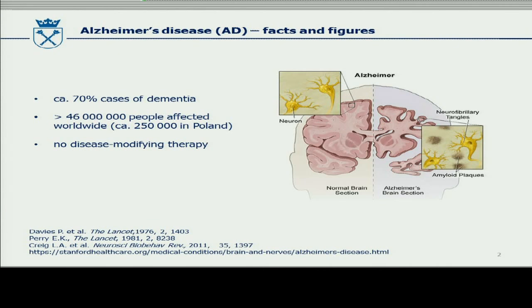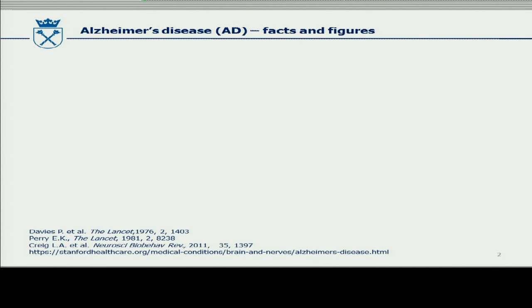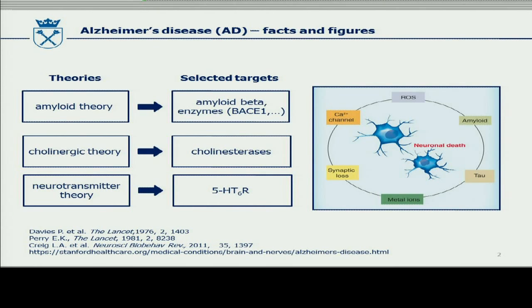It is a neurodegenerative disease, and what's more, it is a multifactorial disease. So there are many factors involved in its pathogenesis and development. And in this highly complex network of events associated with the disease, there are very many theories which try to explain the cause of Alzheimer's disease. And I decided to choose the most important theories. These include amyloid theory, cholinergic theory, and neurotransmitter theory.